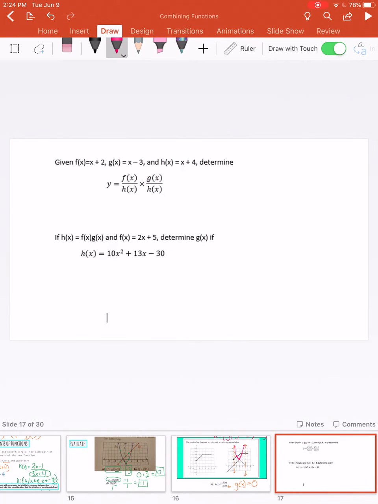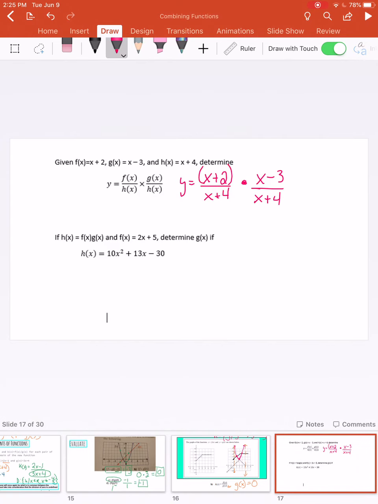Okay, so we'll look at a couple more examples here. This time they give us f, g, and h, and we're looking to multiply. So let's go ahead and try that out. All I'm going to do is fill these in. So f at x is x plus 2, h at x is x plus 4, times g at x is x minus 3, and h at x is x plus 4.